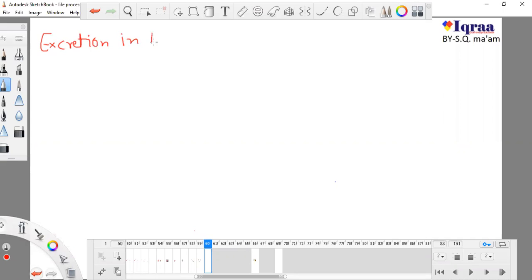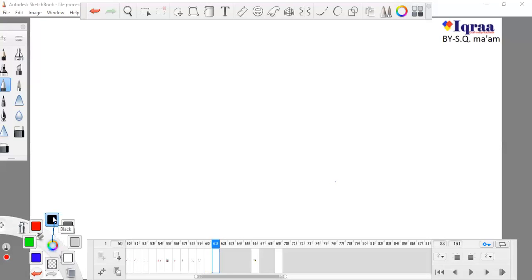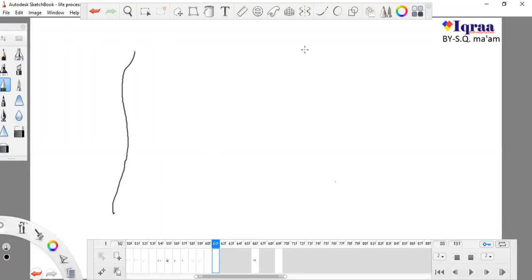Okay, so excretion in humans takes place by specific organs which are known as kidneys. So right now I'm drawing the structure of kidneys. This is the external body line.